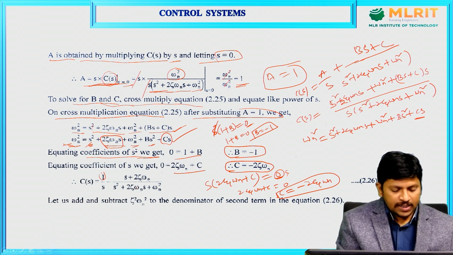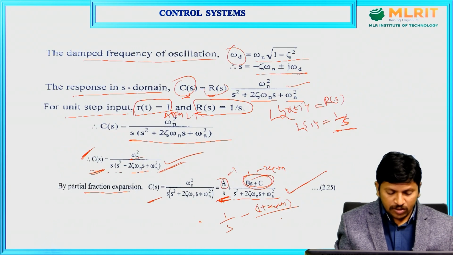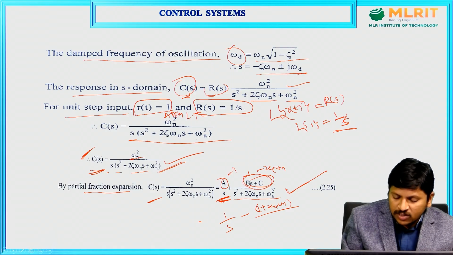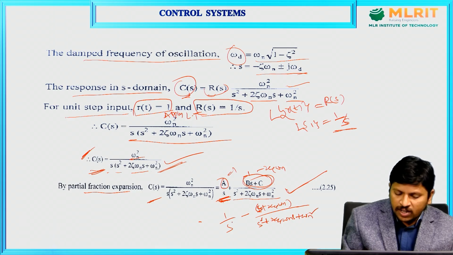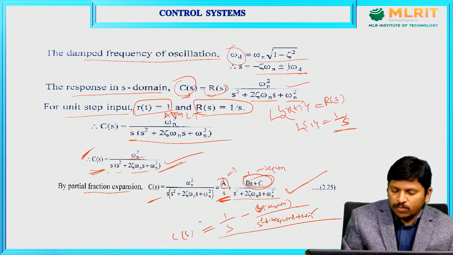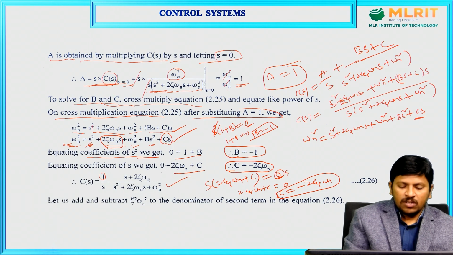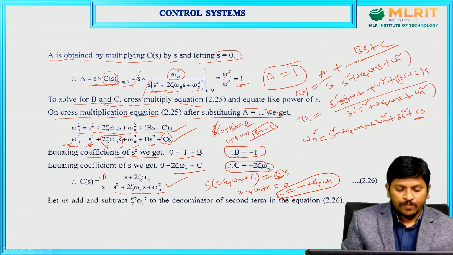Observe, there is already one s term, so we get s plus 2 zeta omega n divided by s square plus 2 zeta omega n s plus omega n square. This is C of s after applying the a and b values. That equation is C of s equals 1 by s minus s plus 2 zeta omega n divided by s square plus 2 zeta omega n s plus omega n square.